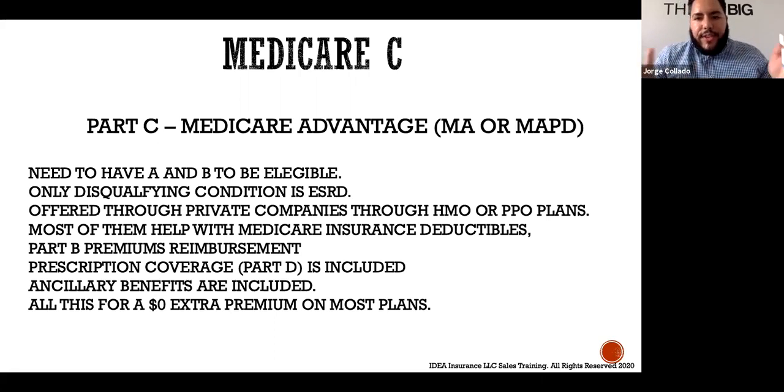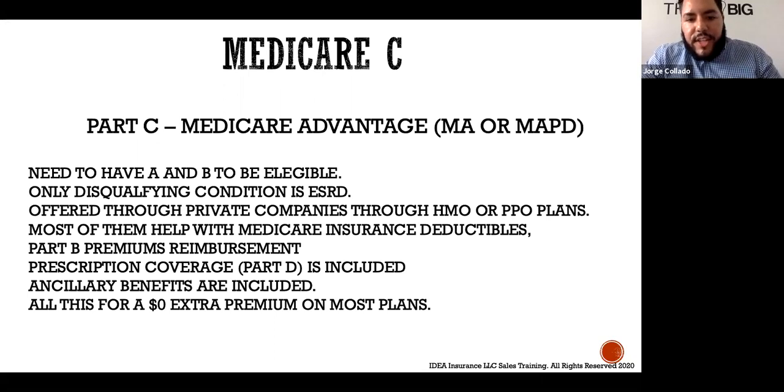So a couple of things, and you use this to compare Medicare Advantage versus original Medicare. So first, they'll pick up your insurance deductible. How much was the deductible for A? How much was the deductible for B? They'll pick up all that deductible. You have no deductibles with a Medicare Advantage plan in most cases. Some of them will even contribute towards the Part B premium. So a lot of people are interested in saving money on the Part B premium, the 144. Some of them will give a reimbursement towards that.